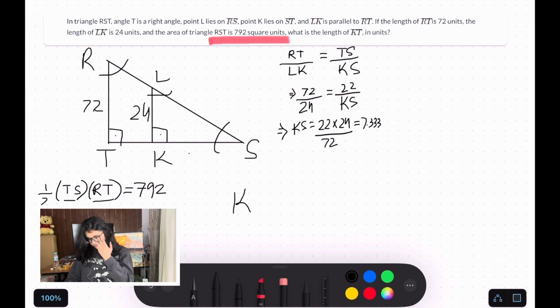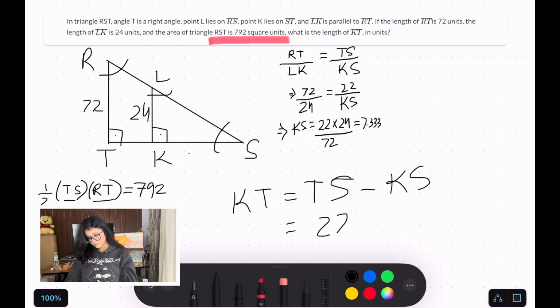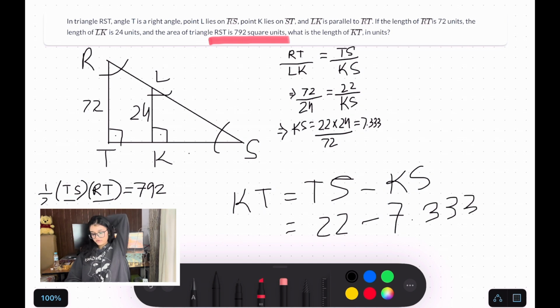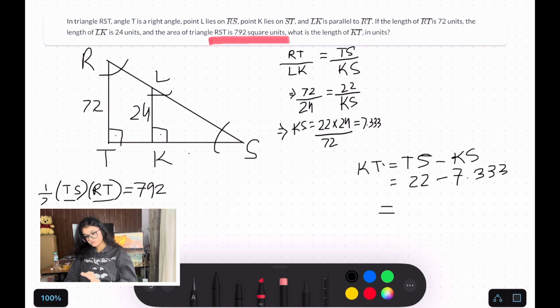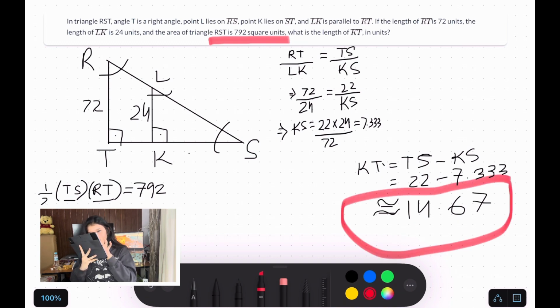7.333, around that. Now we know that KT is equal to TS minus KS, which is about 14.67, and that is basically our answer.